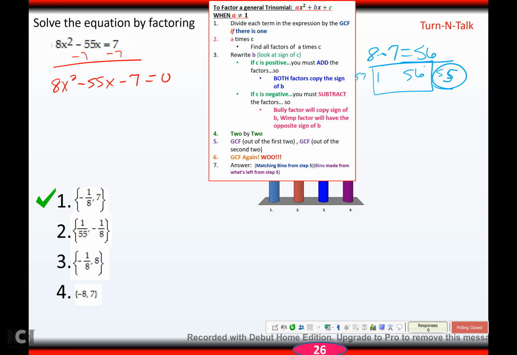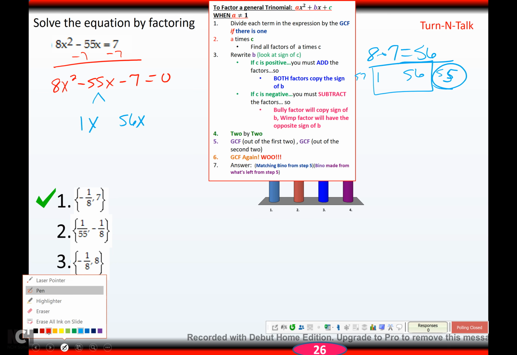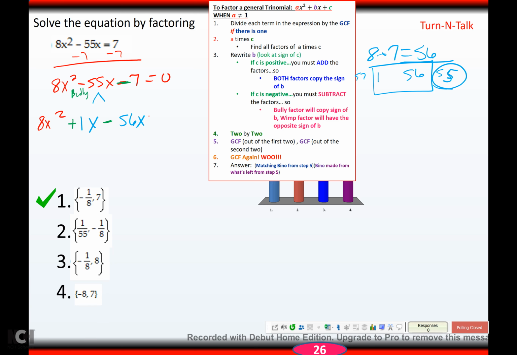So those are my two numbers that I'm going to rewrite b with. So I'm going to have a 1x and a 56x. I just have to figure out my signs. Well, since c is negative, only the bully gets the middle sign. So 56 gets the negative and 1 has to take the positive. Everything else comes down. 8x squared minus 7. Now I'm at 2 by 2.